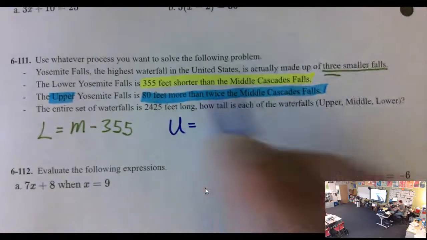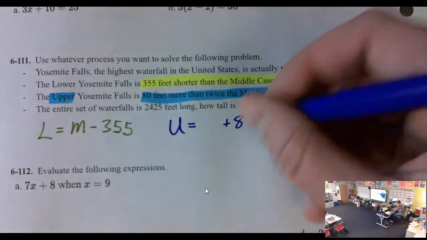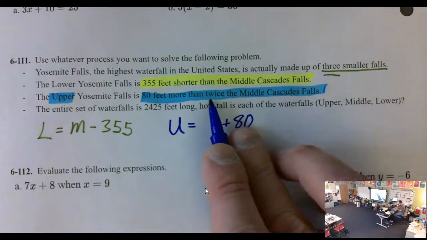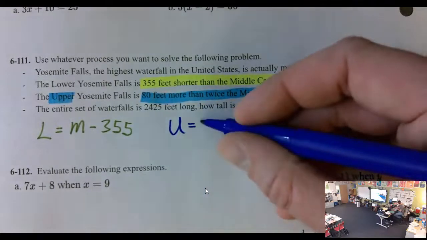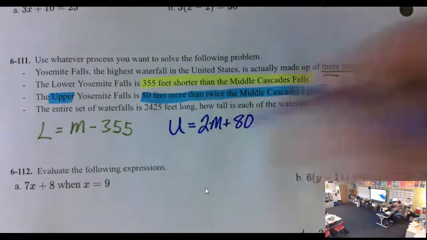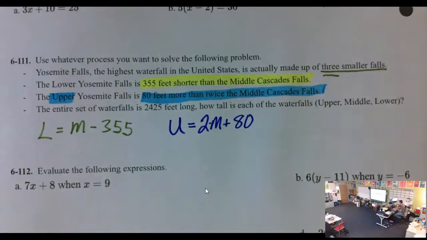M plus 80. Yeah, we're going to plus 80 to something. And what is that something? Twice the middle. So times 2, 2m. Twice the middle. And then wait, what do we need to make sure we don't forget about? M equals m. Yeah, m equaling m.